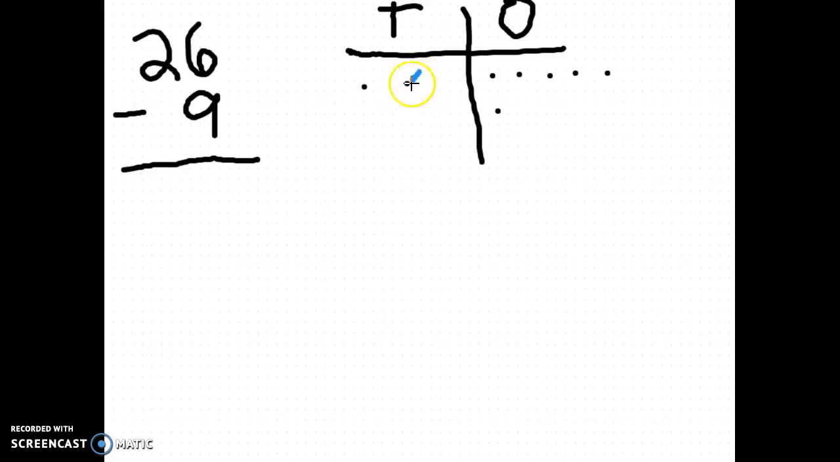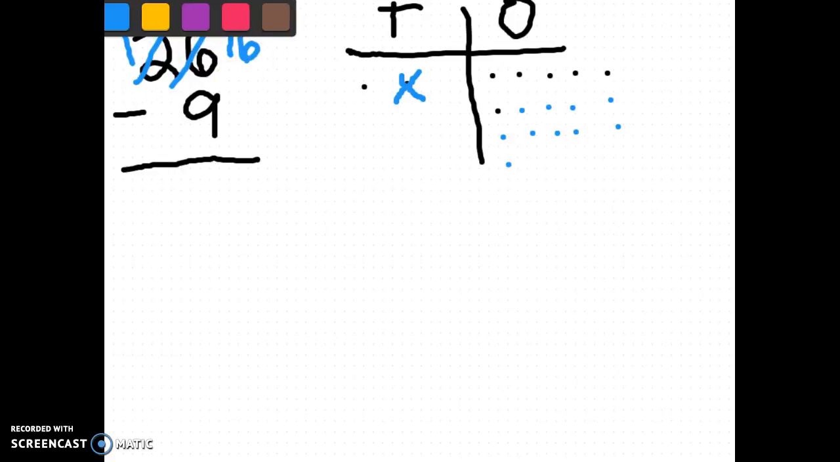So we go to our tens place and we regroup 1 ten. Well, we know that 1 ten is the same as 10 ones, so we're going to add 10 to our ones place. 1, 2, 3, 4, 5, 6, 7, 8, 9, 10. So now instead of 2 tens and 6 ones, we have 1 ten and 16 ones.